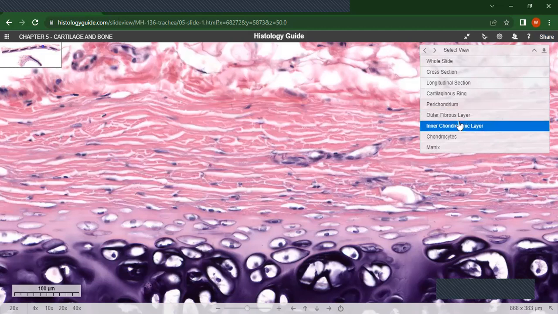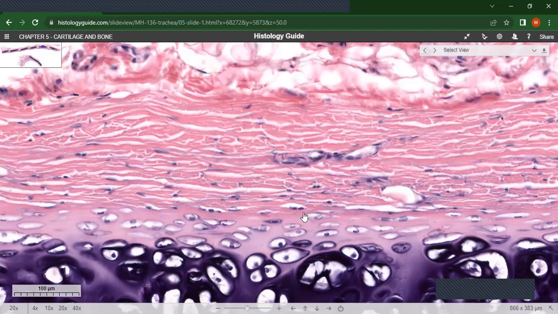Then we have already discussed the cell types: chondroblasts in the inner chondrogenic layer and chondrocytes in the lacuna. And like this one, these chondrocytes in lacuna, here you can see there are two. There are two in one lacuna. So this is what is known as isogenous groups. Groups of 2, 4, 8.